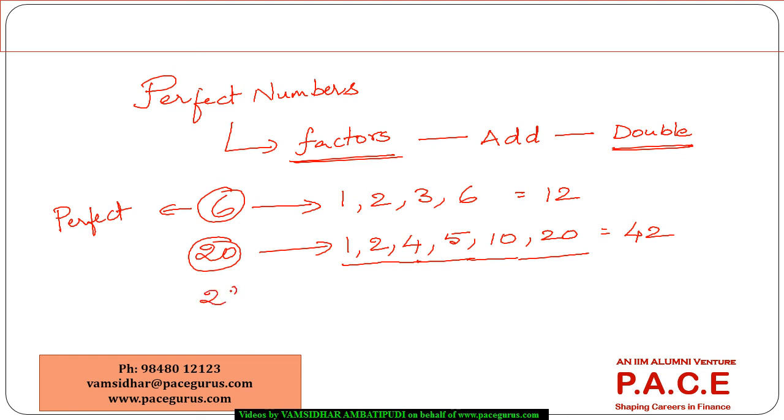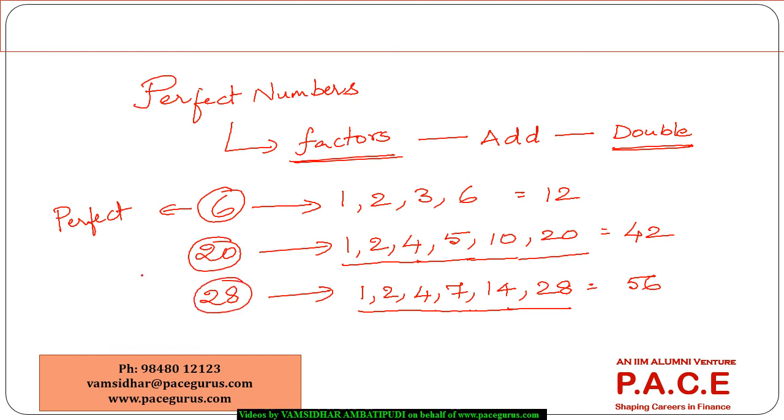Then look at the number like 28. 1 is a factor, 2 is a factor, 4 is a factor, 7 is a factor, 14 is a factor, 28 is a factor. You add up all of them, 3 plus 4, 7, 7 plus 7, 14, plus 14, 28, plus 28, 56, which is exactly double to that of 28. So we can say 28 is also a perfect number.